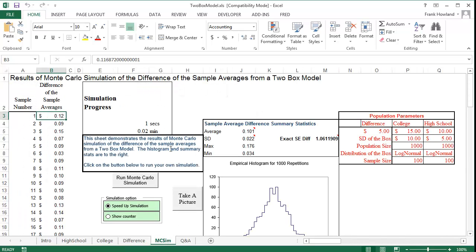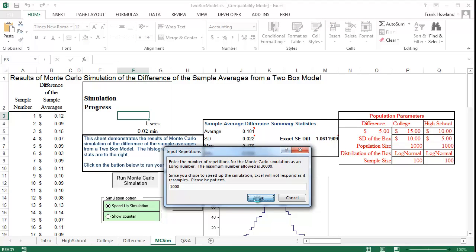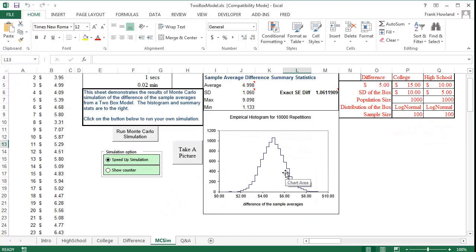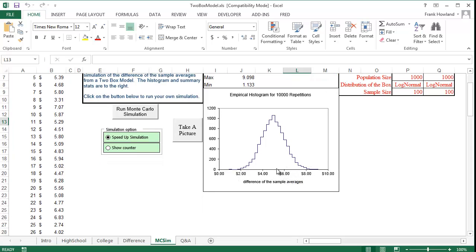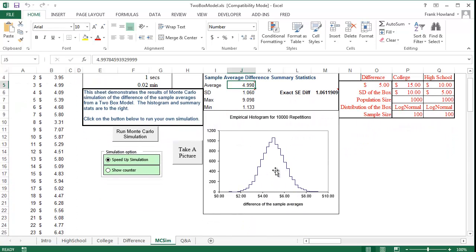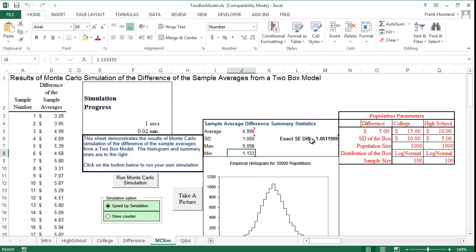So here we are at the Monte Carlo simulation sheet. Monte Carlo simulations go very fast. Here's 1,000 of these things, and in fact, we can do, let's say, 10,000. So let's explore what's going on. Okay, so here's a picture. The difference seems to be centered on 5, and it's centered on 4.998 in the 1,000 repetitions. The spread, the variation of the difference in sample averages is approximately 1.06. The largest sample difference was 9, the smallest was 1.1. Now, this SD is an empirical estimate which approximates the standard error of the sampling distribution.